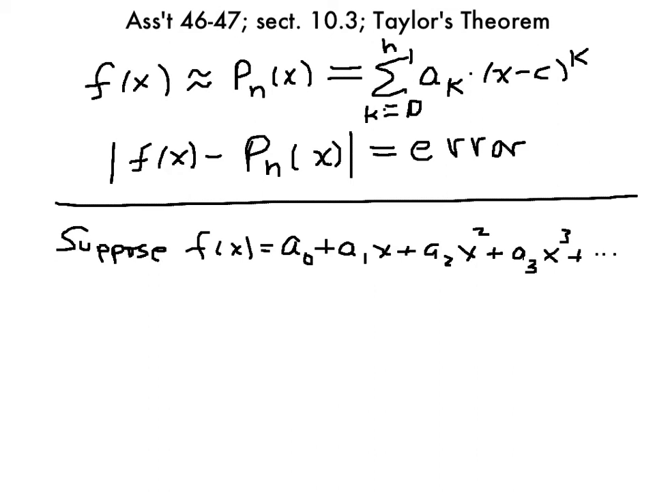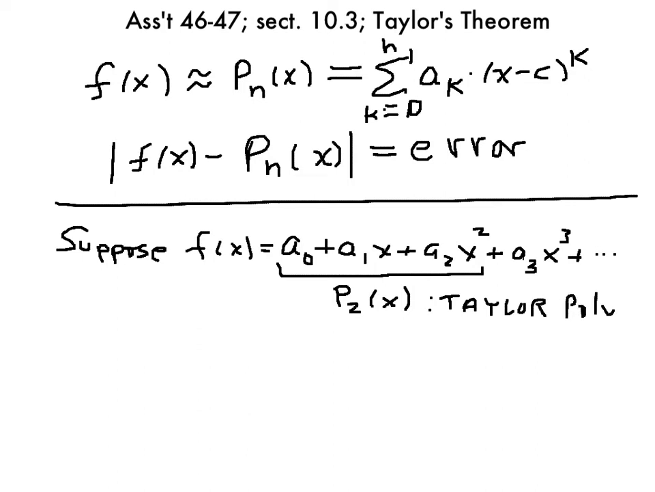So as an example, let's suppose we have some function f of x, and we're expressing it as a Maclaurin series. Now, note that this piece right here is what we call p sub 2 of x. This is a Taylor polynomial of degree 2, a quadratic function. So what we're saying is that f of x can be approximated by p sub 2 of x.